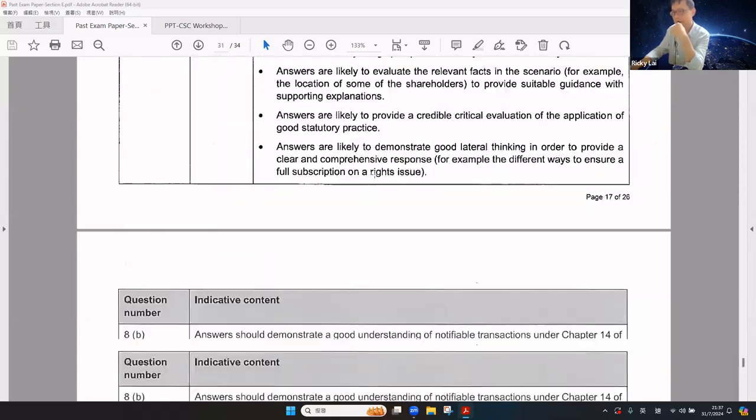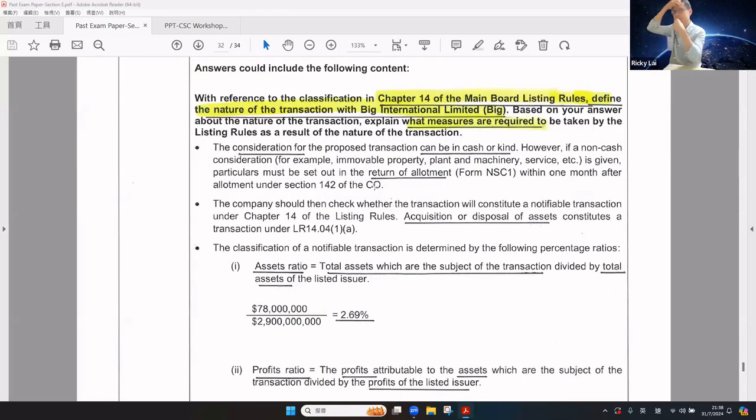Okay, regarding part B, how to calculate the size test. First of all, what is the consideration for the transaction? That is the new issue of shares, so the consideration can be in cash or in kind. For non-cash consideration, particulars must be given in the return of allotment, that is Form NSC1, to file with the CR. The company should check whether the transaction is a notifiable transaction, because acquisition or disposal of assets constitutes a transaction under Chapter 14 of the listing rules.